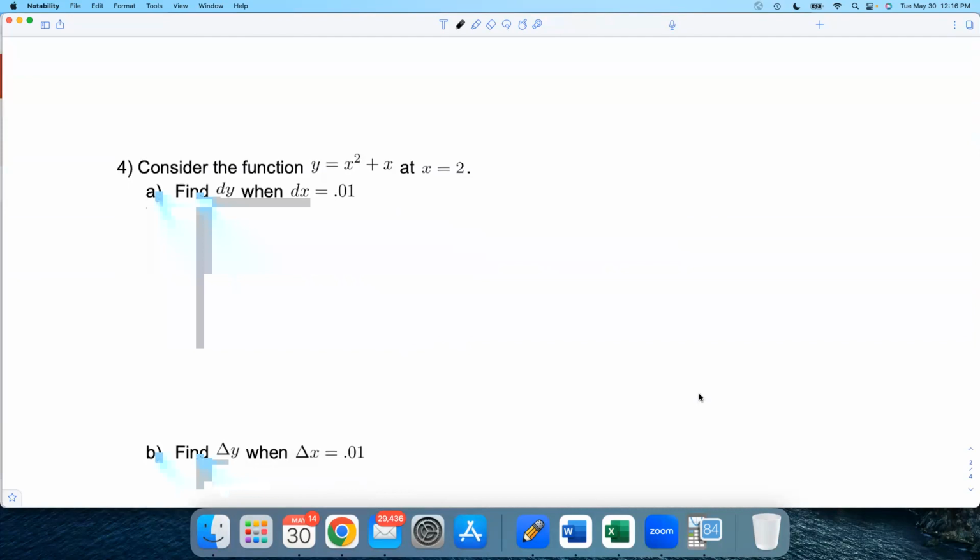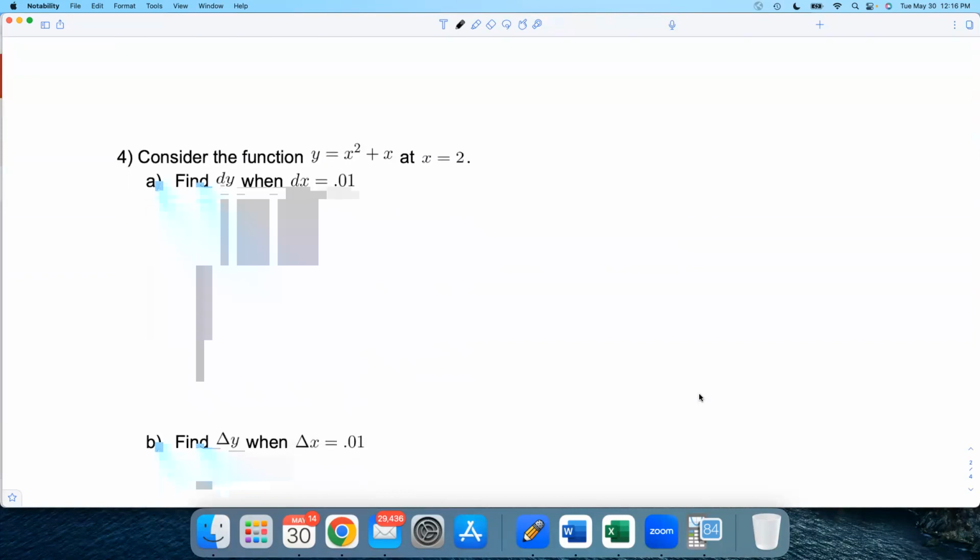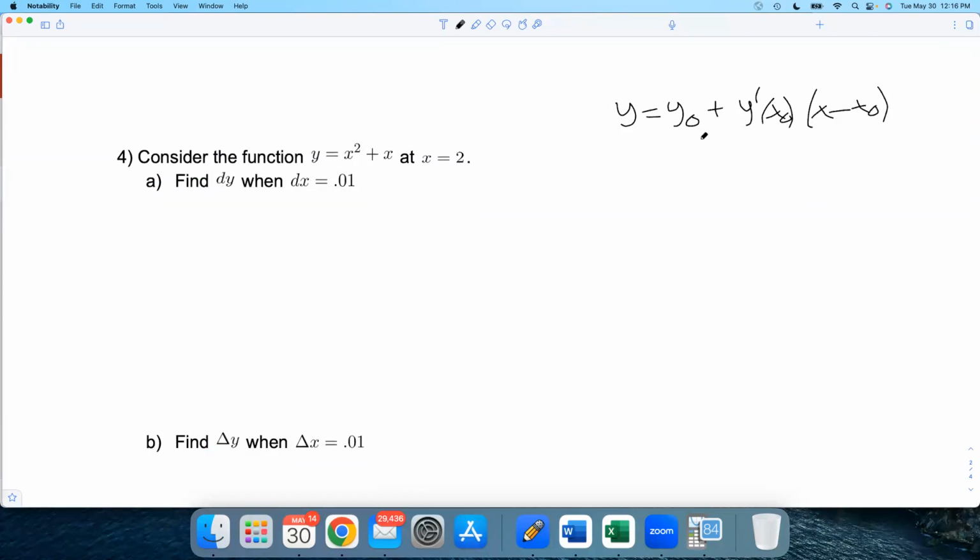Okay, now let's do some differentials problems. It's actually the same thing. Linearization and differentials, they're really flip sides of the same coin. So linearization says y equals y naught plus the derivative of y evaluated at x naught times x minus x naught. If I move this to the other side, I just get change in y equals the derivative evaluated at my starting point times change in x.